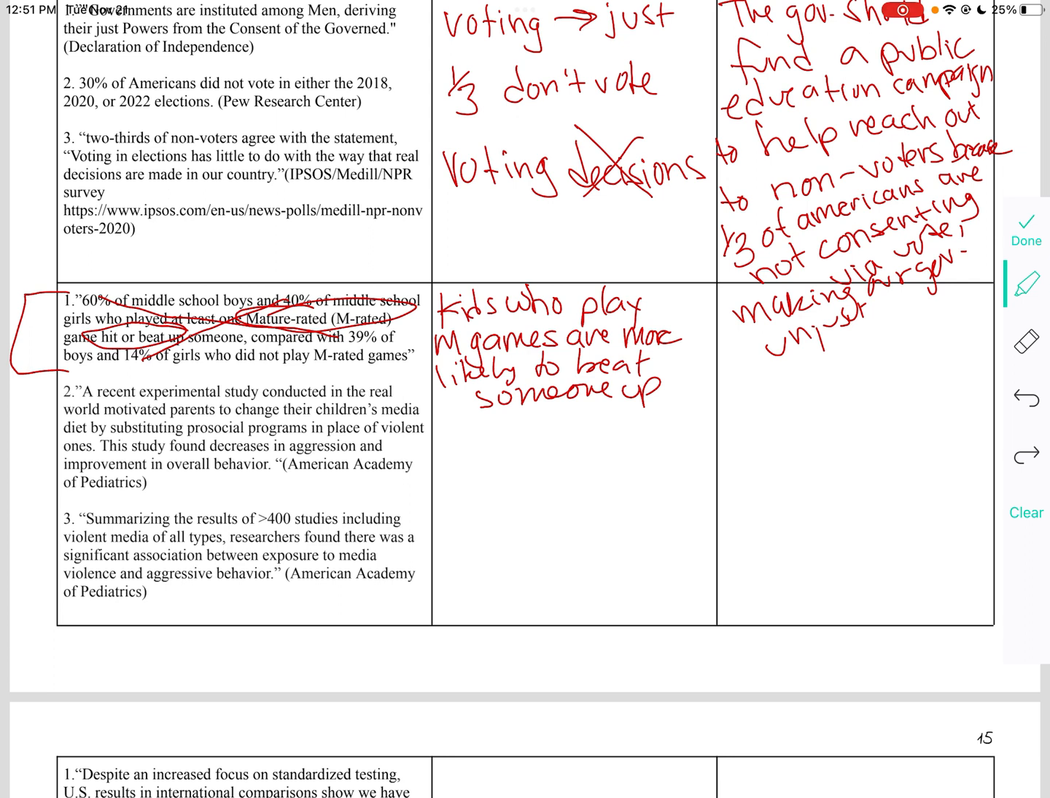Right? So as I look at this other thing here, I can see a recent experimental study conducted in real-world motivated parents to change their children's media diet by substituting pro-social programs in place of violent ones. This study found decreases in aggression, and overall improvement in behavior. So this is saying decreases, so they change their children's media, right? No violent programs. So less violent media equals less aggression.